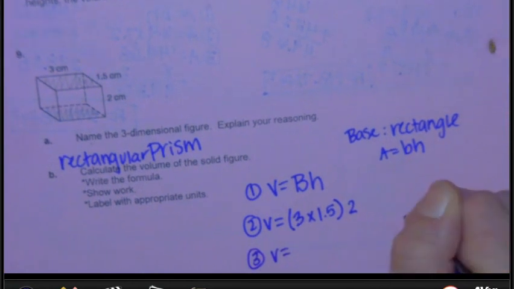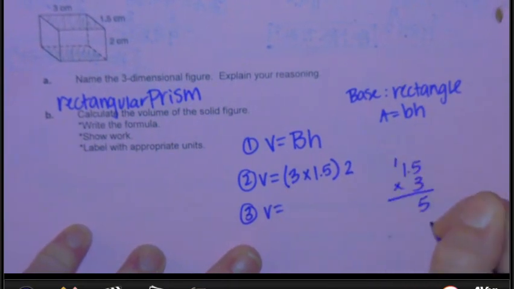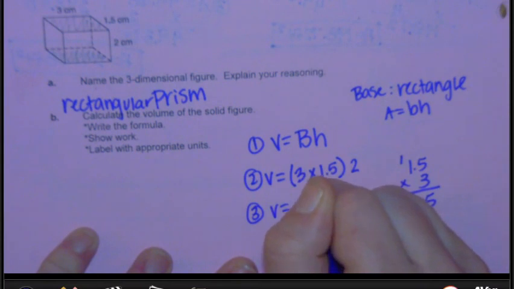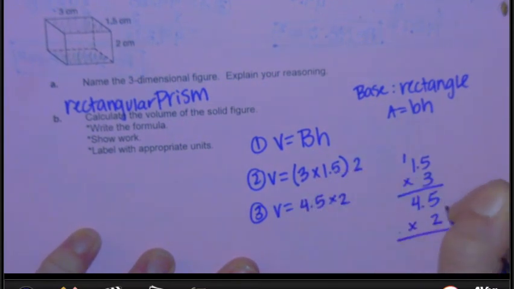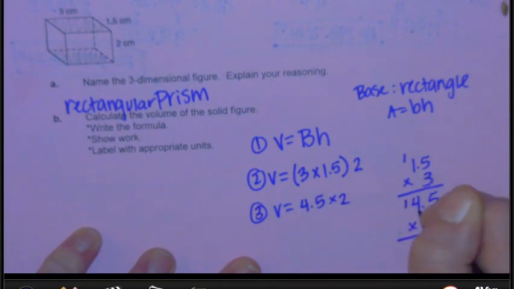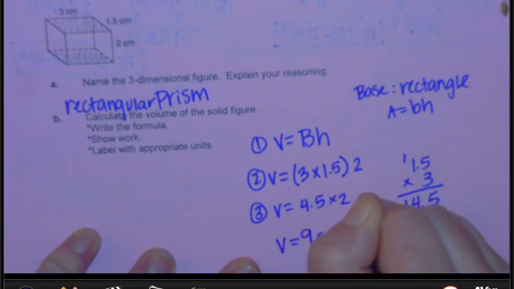And the third step is to solve. So I'm going to have 1.5 times 3. 3 times 5 is 15. 3 times 1 is 3, plus 1 more is 4. Decimal place, so I have 4.5 times 2. 2 times 5 is 10. 2 times 4 is 8, plus 1 more is 9. So I have a volume of 9 centimeters cubed.